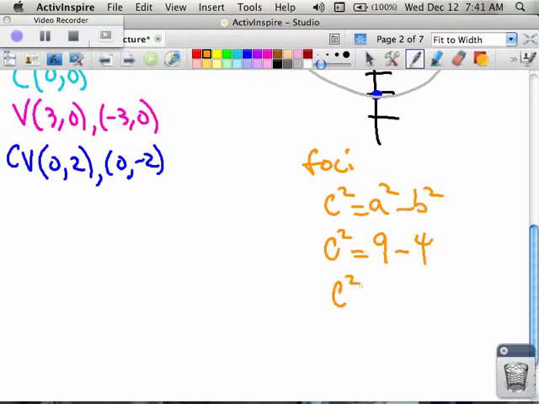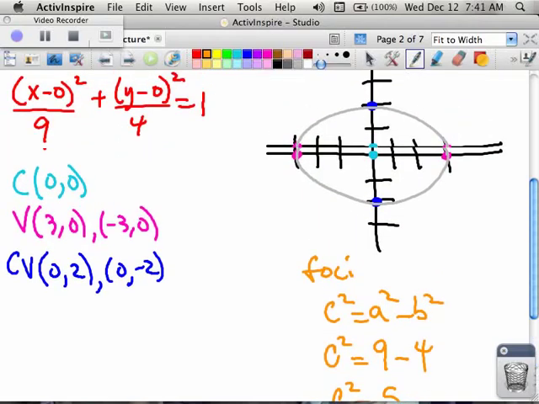That means my c squared equals 5, or in other words, c equals plus or minus the square root of 5. What this is telling me is that from my center, I will go the square root of 5 along the major axis. And since I know that I was stretched more in the x direction, that was my major axis, so I'm going to go the square root of 5 units horizontally from my center.